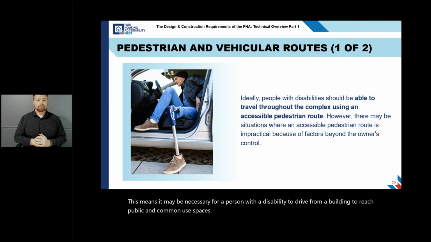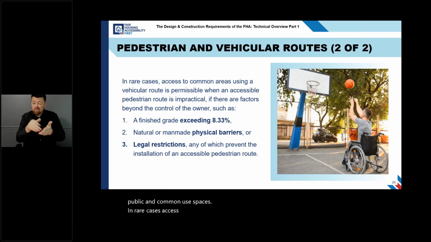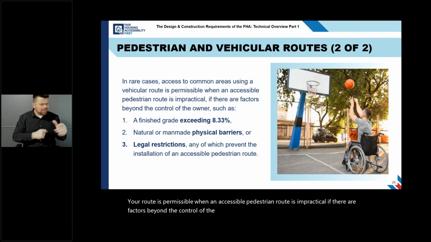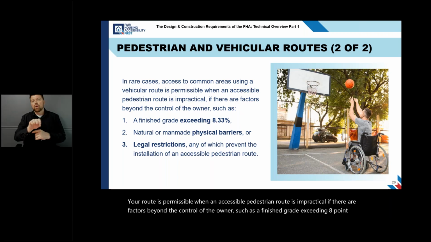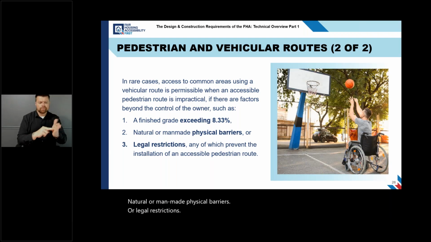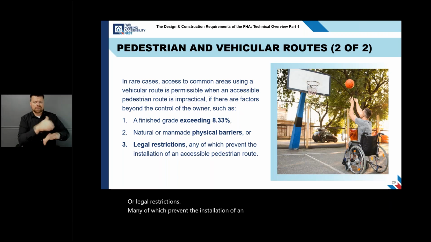In rare cases, access to common areas by vehicular route is permissible when an accessible pedestrian route is impractical, if there are factors beyond the control of the owner, such as a finished grade exceeding 8.33%, natural or man-made physical barriers, or legal restrictions, any of which prevent the installation of an accessible pedestrian route.